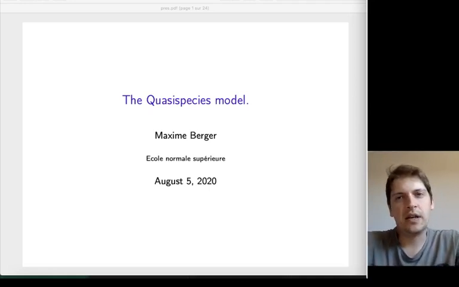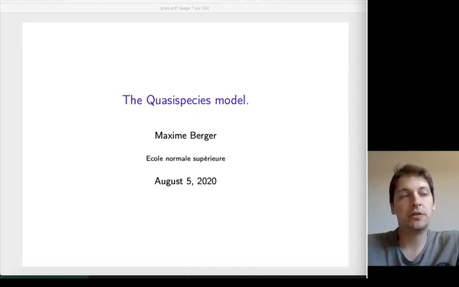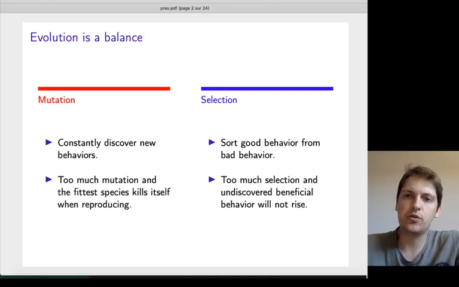Our goal today is to build a model to understand the evolution of a population. According to Darwin, two forces play a crucial role in evolution: mutation and selection. Mutations are here to constantly discover new behaviors, and selection is here to sort the good ones from the bad ones. To evolve, there must be a balance between these two forces.